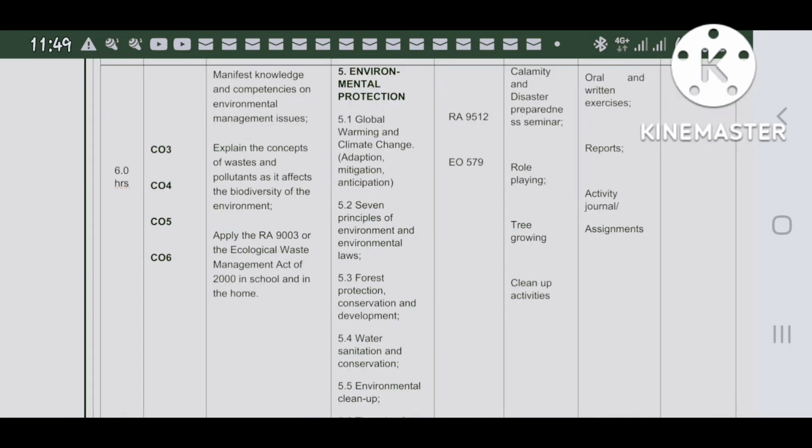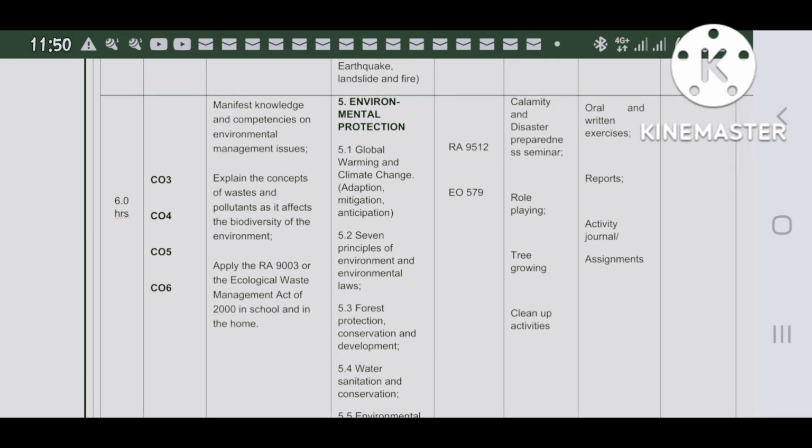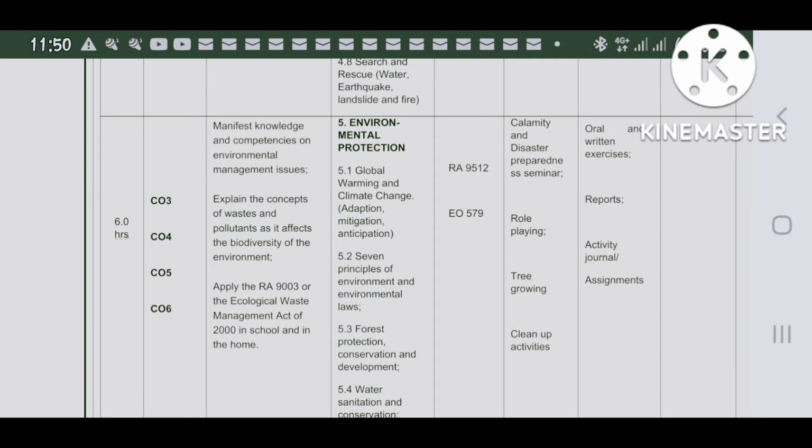For our next topic, we have environmental protection. The intended learning outcomes of this topic include manifest knowledge and competencies on environmental management issues, explain the concepts of waste and pollutants and their effects to biodiversity, apply RA 9003 or the Ecological Waste Management Act of 2000 in school and at home. Under this topic, you're going to have calamity and disaster preparedness seminar, role-playing, tree growing or tree planting, cleanup drives or cleanup activities.